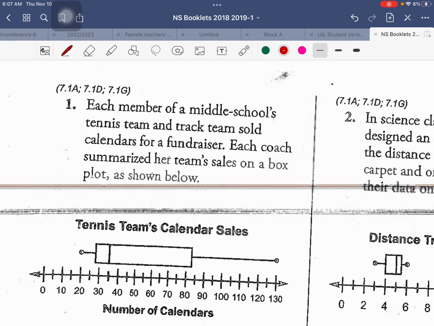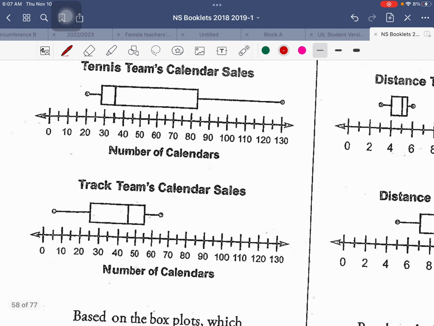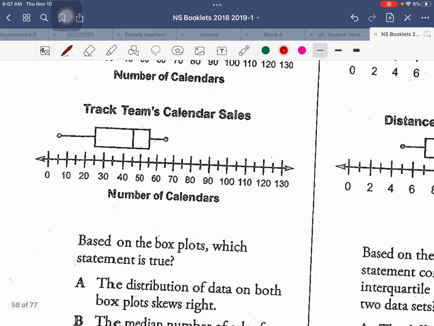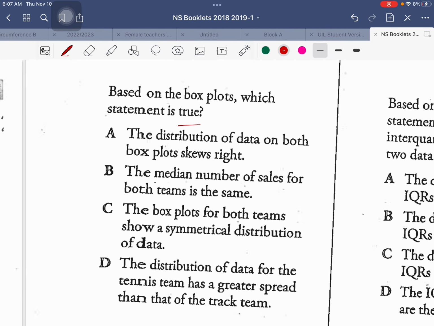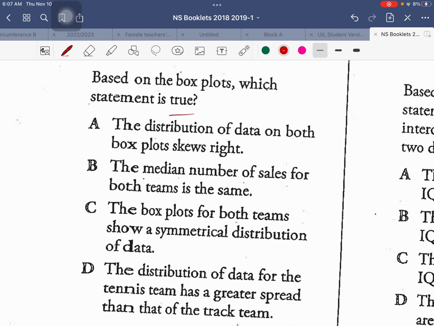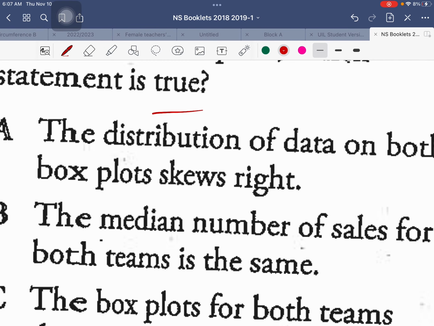Each member of a middle school's tennis team and track team sold calendars for a fundraiser. Each coach summarized her team's sales on a box plot. So tennis and track. Which statement is true? Okay, let's read first to see what to expect and what they're asking for. That way we know what we have to find, whether it's range, whether it's median.